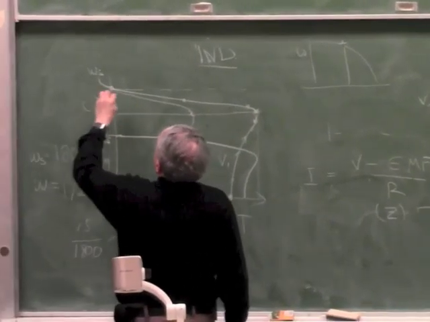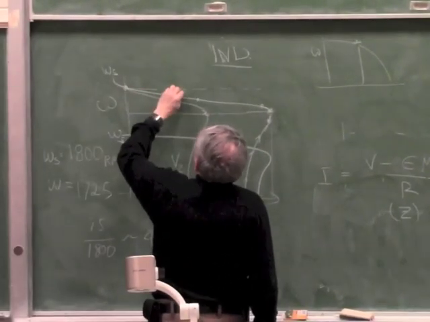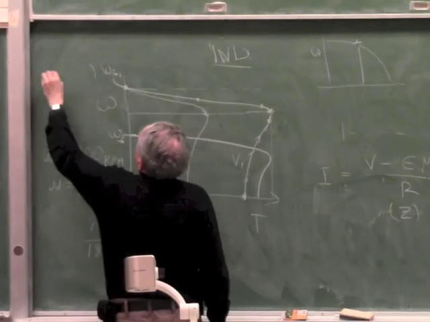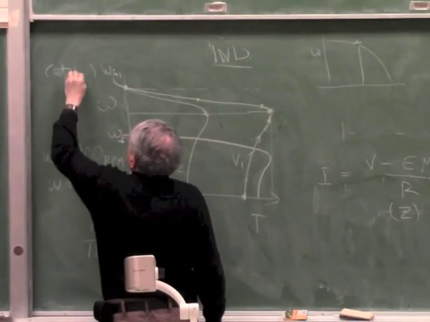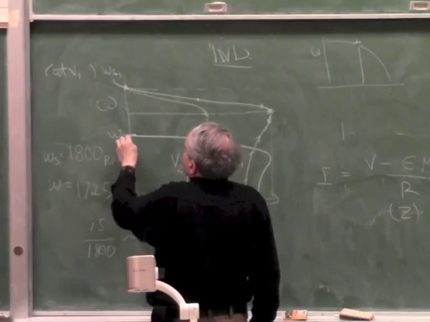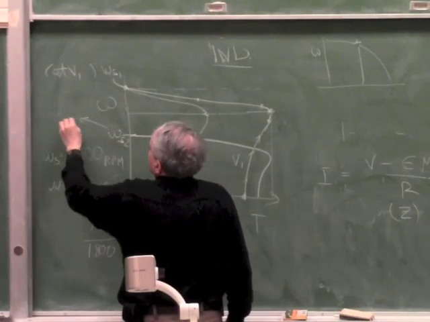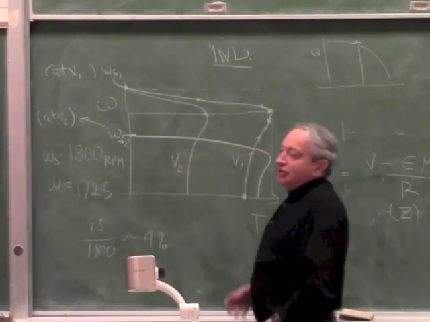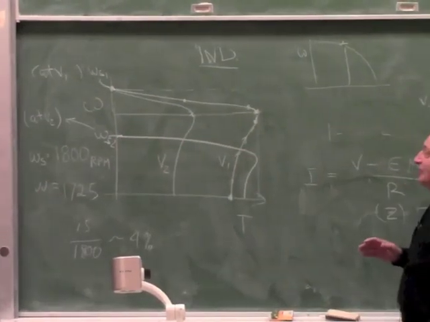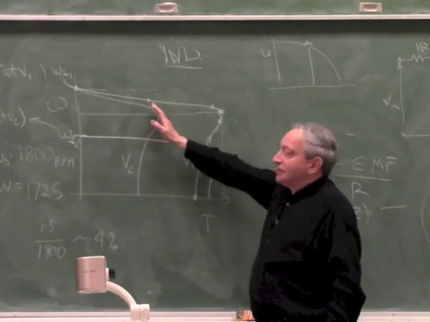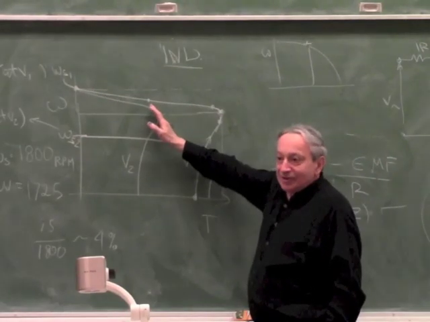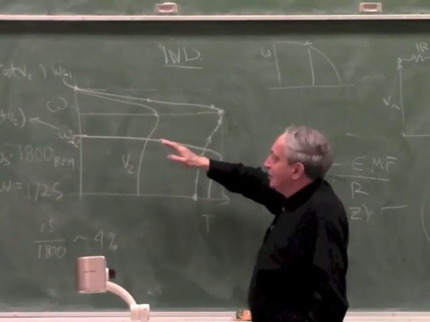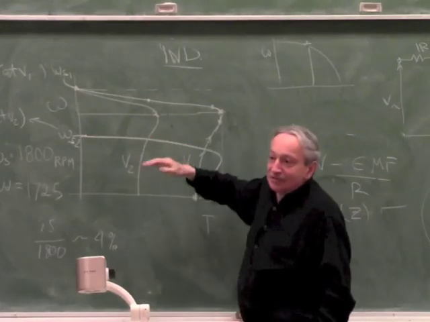So this is omega s1. This is at V1, and if I go to omega s2, synchronous speed, I also have to go at V2. So just changing the voltage doesn't change the speed. Just changing the voltage changes the torque, the maximum torque. If I want to lower the speed, I have to change the frequency and the voltage.